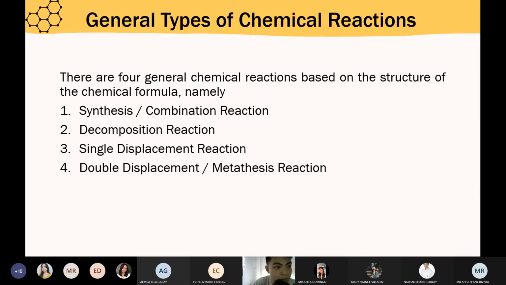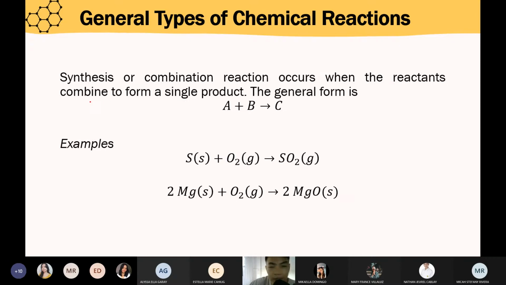In your high school, we know that these are the general types of chemical reaction. You have the synthesis, decomposition, single displacement, and double displacement, di ba? But later on, we will have much more detailed types of chemical reaction. So again, reviewin lang natin yung high school.